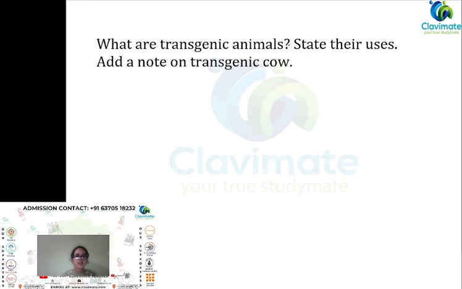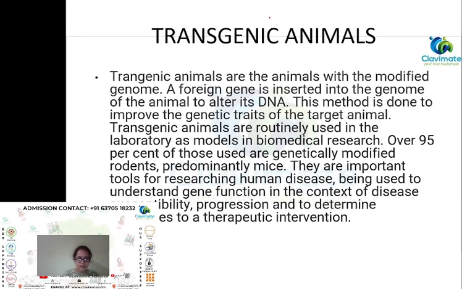Now, what are transgenic animals, state their uses. Transgenic animals are the animals with a modified genome. It means that a foreign gene is inserted into the genome of the animal to alter its DNA. This method is done to improve the genetic traits of the target animal.